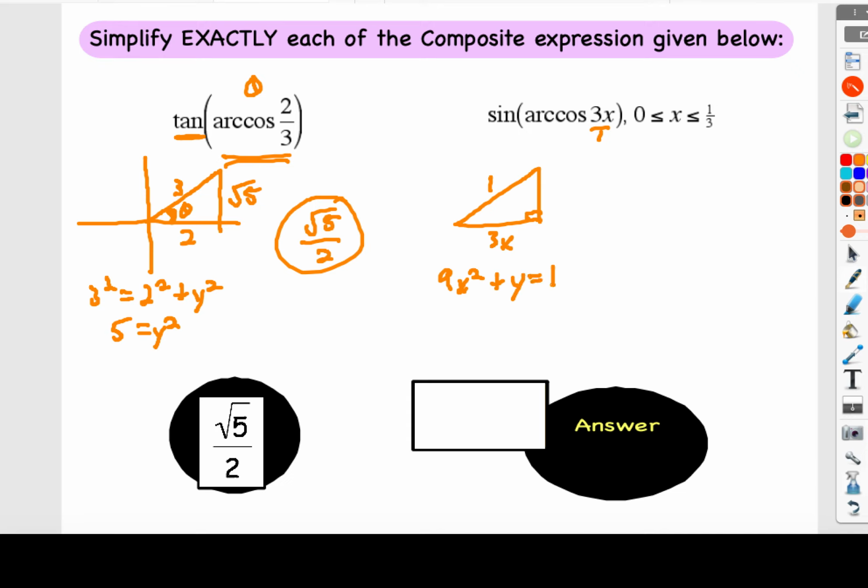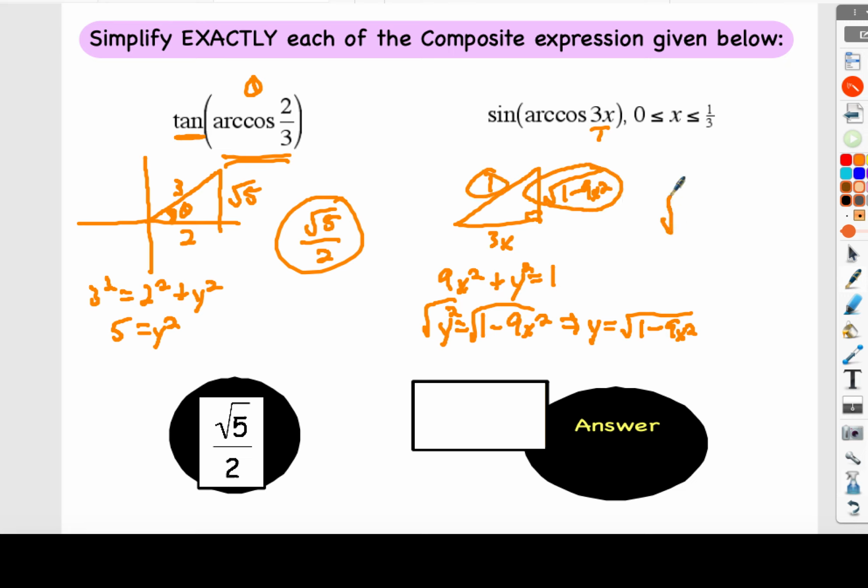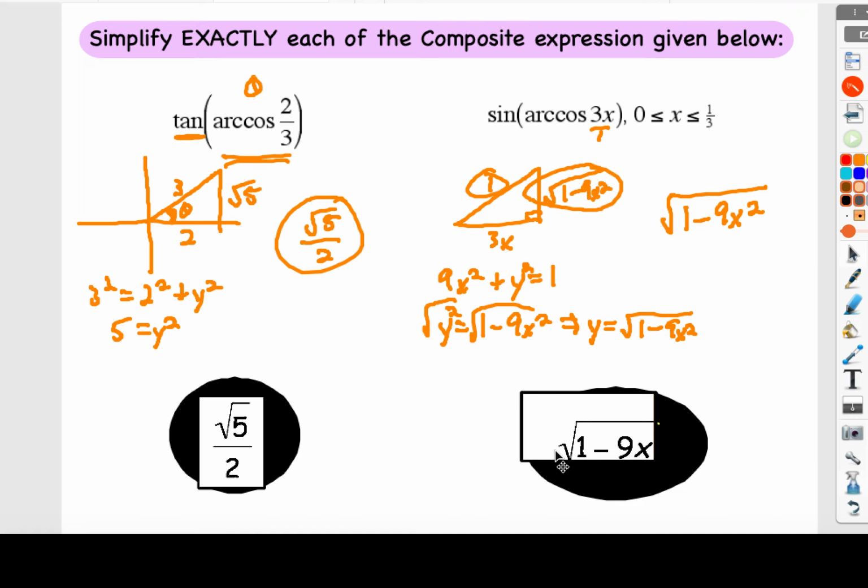Squared, is equal to 1 squared. y squared will be equal to 1 minus 9x squared. Finally, we'll take the square root of both sides, and basically y would end up equal to the square root of 1 minus 9x squared. Well, now the really nice part is the sine is just opposite, so that value over 1, or basically the square root of 1 minus 9x squared. And we'll just double check our answer very quickly to make sure that's exactly what we get.